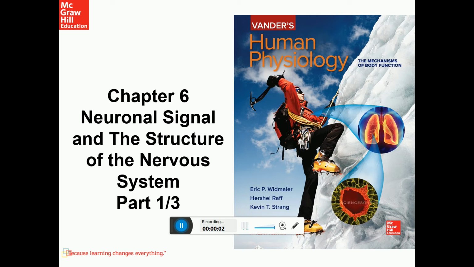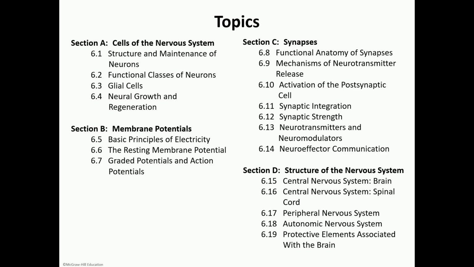Hi students, in this part we're going to start covering chapter 6, and these are the topics to be covered in this chapter. So in this recording I'm going to cover section A, which would be talking about the cells of the nervous system. So we'll talk about the structure of a neuron, and then we'll talk about the classification of neurons according to function and according to structure.